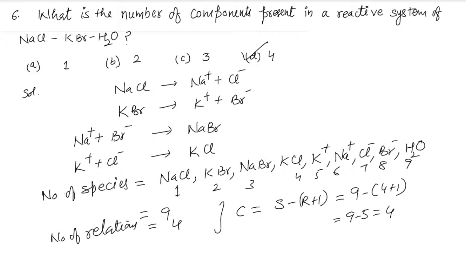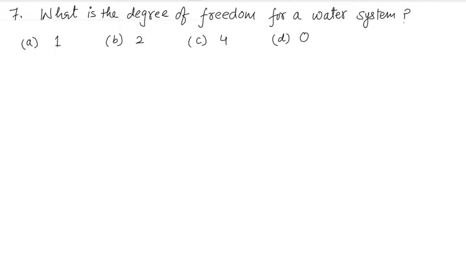Now question number 7. What is the degree of freedom for water system? We have water system. In water system, water can exist as ice, water can exist as liquid water, water can exist as water vapor.